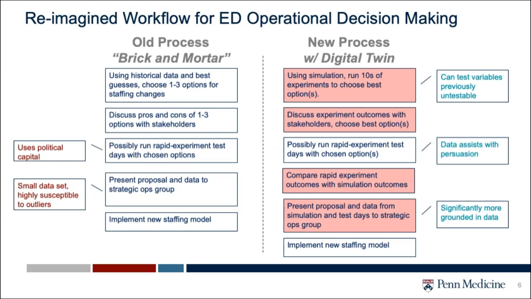And then you compare the outcomes of the rapid experiment, which still might have outliers, et cetera, with your simulation outcomes. And so you have a much more solid case grounded in a lot of data before you go to your strategic ops group and decide to implement that new staffing model. So next slide.